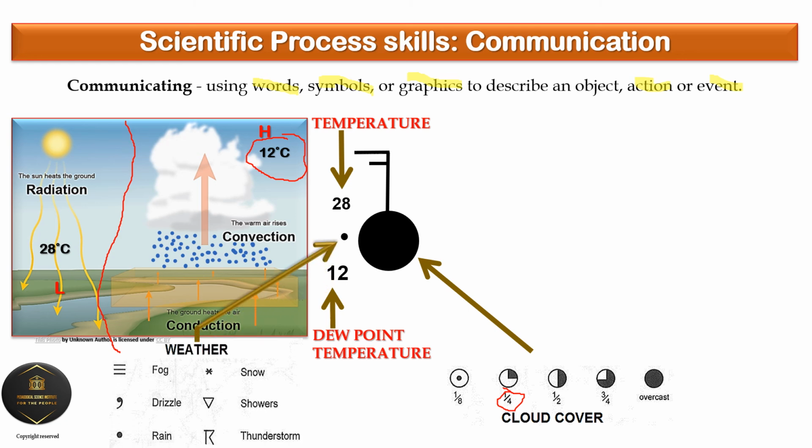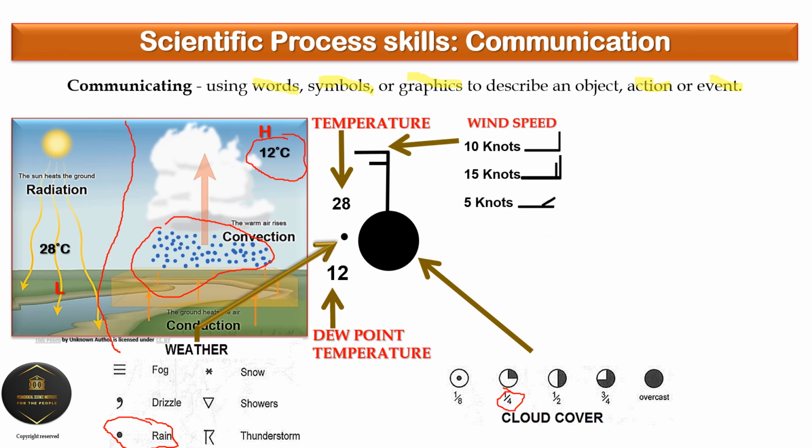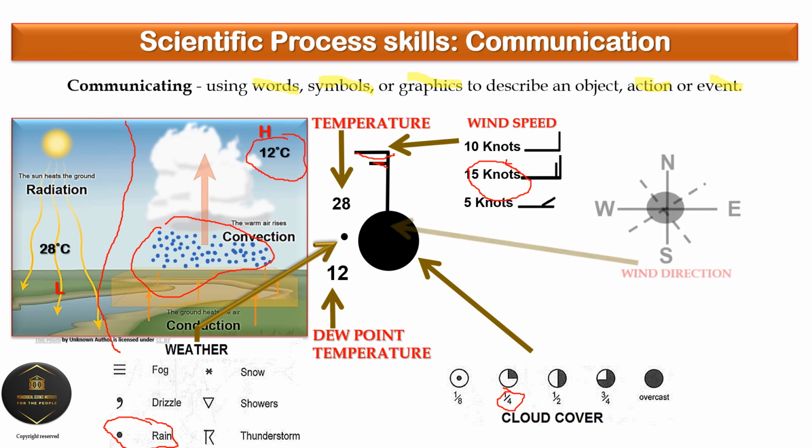And we have a dot there, and the dot represents rain. So that's a symbol for rain, right? So very important for you to take note of, and that's why we have some rainfall over there in our diagram. And you must know that the feather-like structures there are representing the wind speed. So we have a longer and a shorter arrow there, so that is 15 knots. So hypothetically, that will be the wind speed over there.